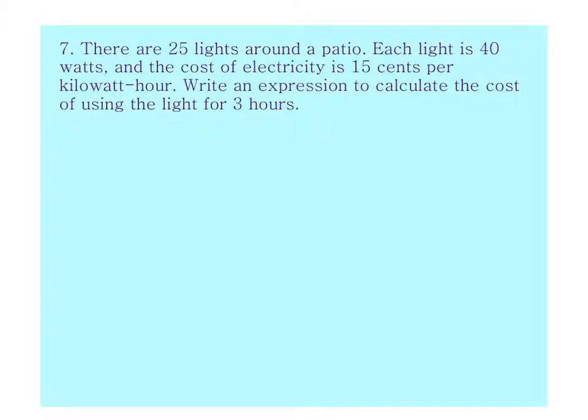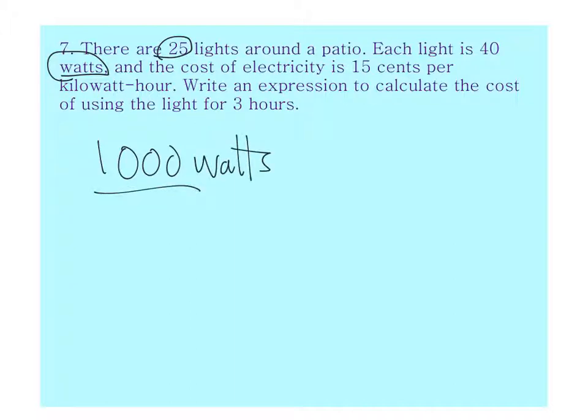Thank you for playing. So now, 25 lights around a patio. Each light is 40 watts, and the cost of electricity is 15 cents per kilowatt hour. Write an expression to calculate the cost of using the lights for 3 hours. So, each light is 40 watts. There's 25 lights. So 40 times 25 is 1,000. So 1,000 watts total is what it takes to run this thing. Well, 1,000 watts is also 1 kilowatt.